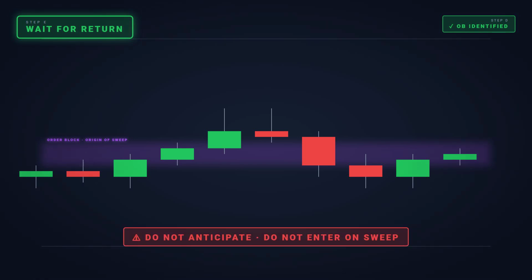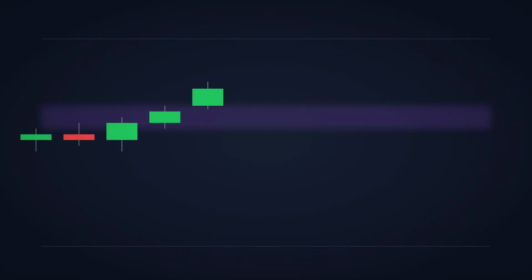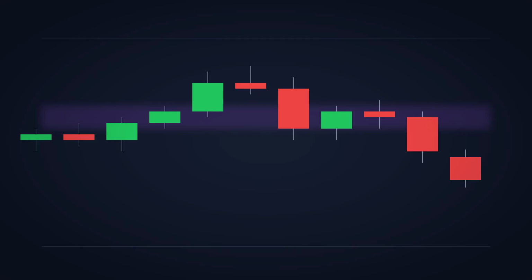Do not anticipate this. Do not enter on the sweep candle itself because price looks like it's reversing. Wait for price to mechanically return to the OB zone. The reason is structural. The institutional order that caused the sweep is not fully filled at the sweep candle. Price returns to the OB because the remaining portion of that order needs to be matched. The return to the OB is the mechanism of order completion, and that completion is what causes the next impulsive move.